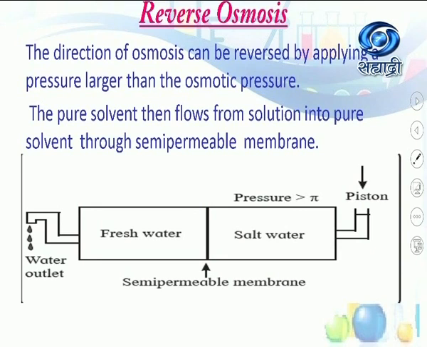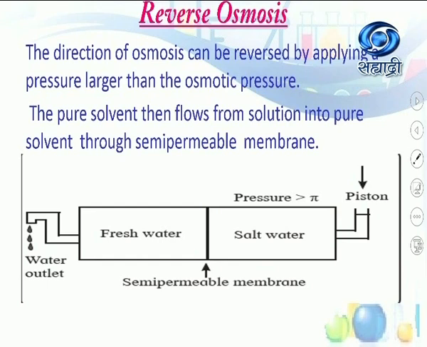आता इथं काय आहे? Reverse osmosis, direction of the osmosis is reversed if we apply a pressure larger than the osmotic pressure. So the solvent molecules from the solution मधले solvent molecules कुठे येतात? सेमी परमिएबल मेम्ब्रेन मधून पास होतात. कशामध्ये? सॉल्व्हेंट मध्ये. So the pure solvent molecules then flow from a solution into a pure solvent through semi-permeable membrane.